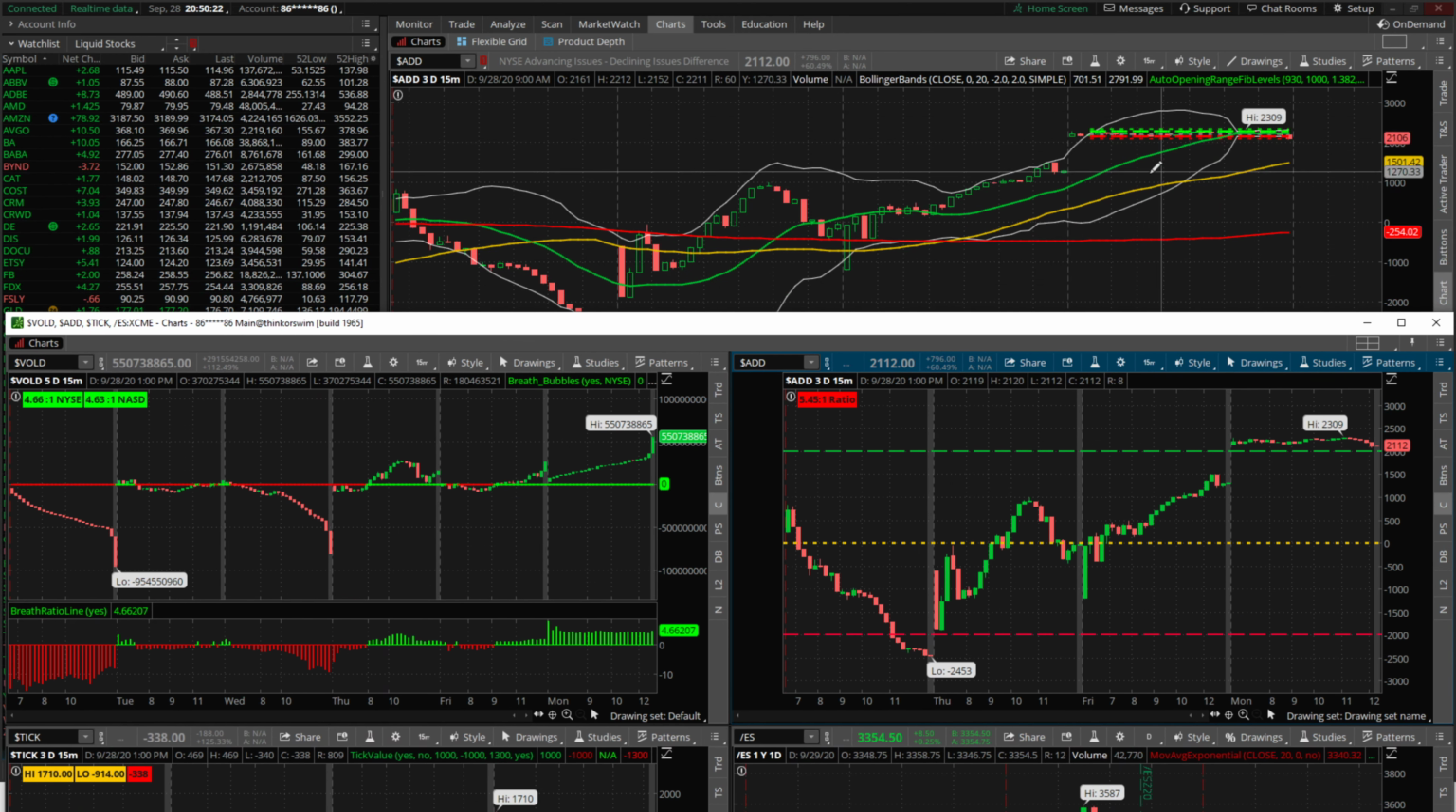And this is basically called your breadth, okay? And I'll explain what each one of these means. And you can go in and type in $VOLD, and this comes up as your breadth, okay? Disregard this, but this is your breadth. It's the same as what I have here, except I have to mark the zero line here, okay? And then of course the tick, the same thing, $TICK, and you will see your tick, okay?